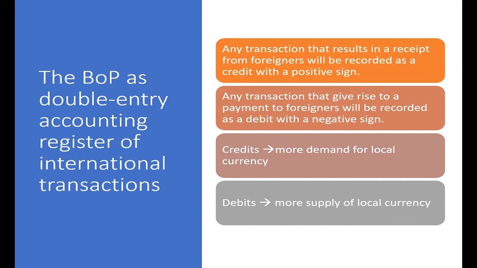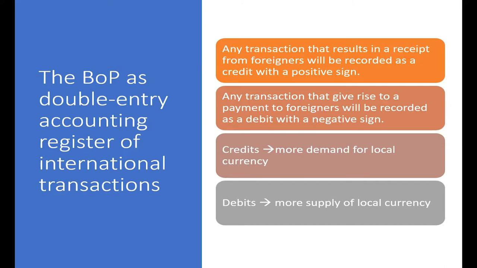So in my example, the Nigerian resident is buying a Range Rover from the UK, that is payment, so that transaction will give rise to payment to foreigners. It would be recorded as a debit with a negative sign. Whereas when, let's say, the UK purchases oil, petroleum from Nigeria, then of course that would be recorded in the balance of payment as a credit with a positive sign.